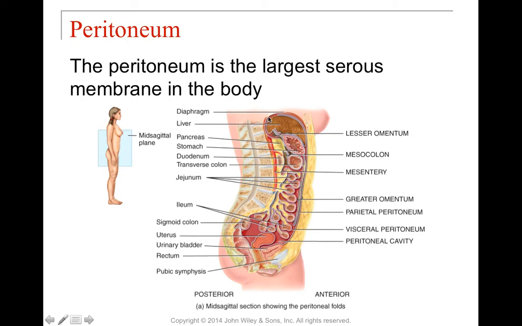If we're starting at the top here, something you may recognize is the diaphragm. Above this is where we have our lungs, which assist us with breathing. Underneath that, we have the liver. Remember, the liver is held by the falciform ligament, which is not shown here.